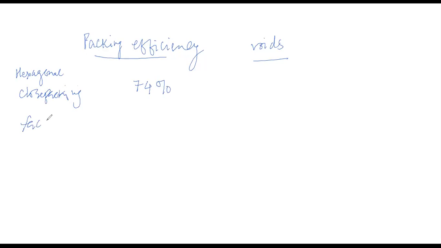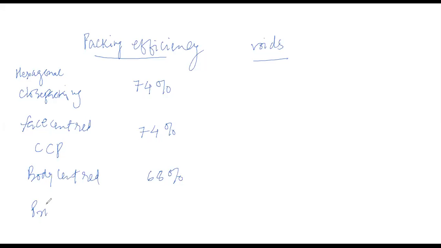Even in face-centered cubic close packing, it is very similar, 74%. Then in body-centered, it is approximately 68%. Can you tell me about the primitive? What is the percentage for primitive? Can any of you tell me the packing efficiency for primitive? I am waiting. I want the answers from you.